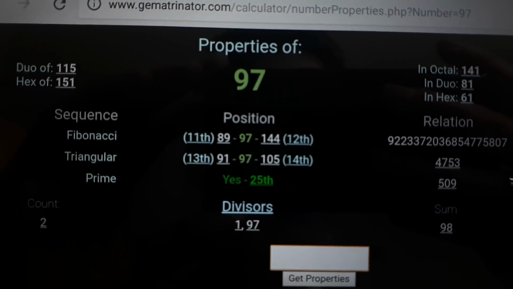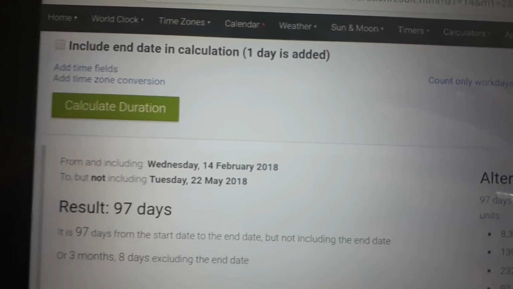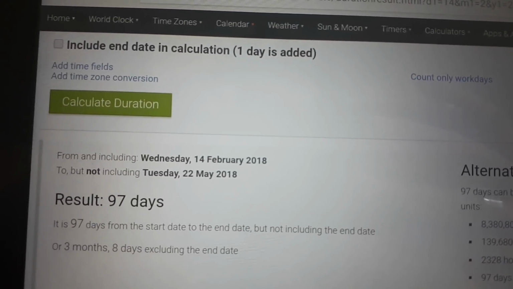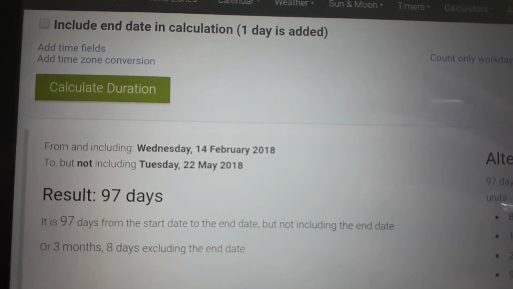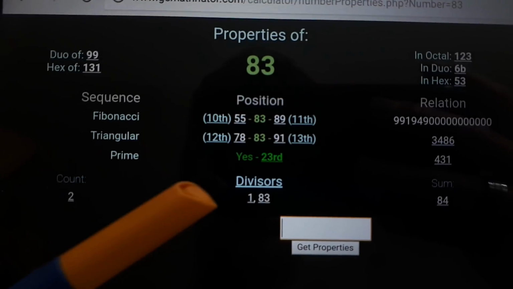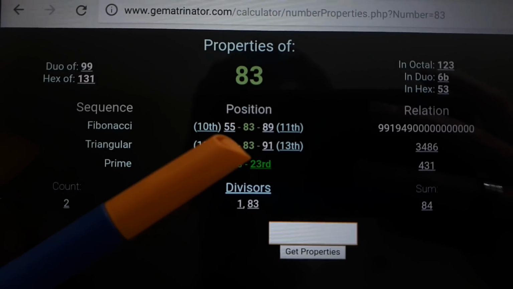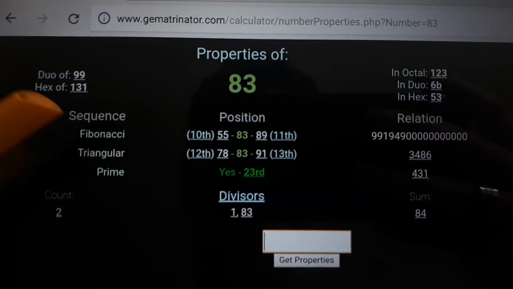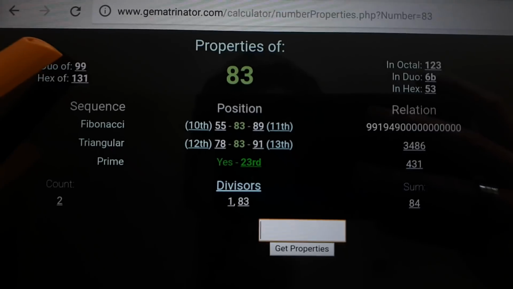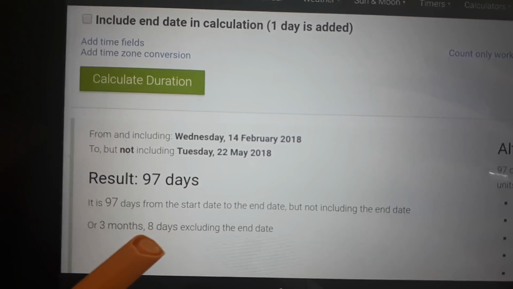97 being the 25th prime, 97 days since Valentine's Day to the 225 date. Pretty crazy, hey? Just want to show as well the 3 months 8 days, because if you look at that backwards, 83. That's your 23rd prime. Talking about 23 at the beginning of the video, 23 days from 225 to Trump's birthday. Notice the hex there, 1331, master of time, 911, duo. So that was reversing the 38.